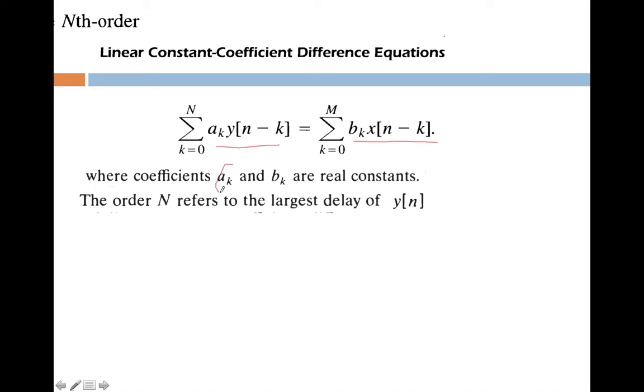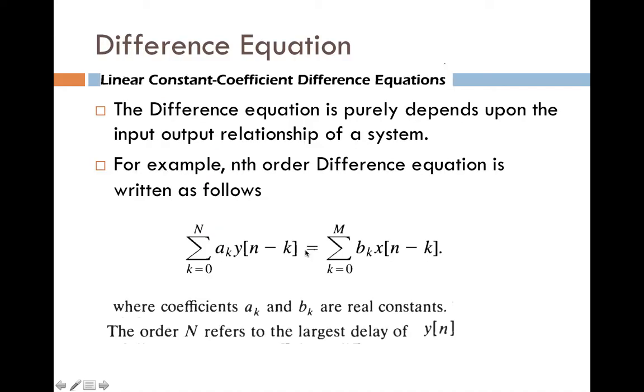Here a_k and b_k are real constants. y of n is the output and x of n is the input, and the order N refers to the largest delay of y of n. So this is the linear constant coefficient difference equation.